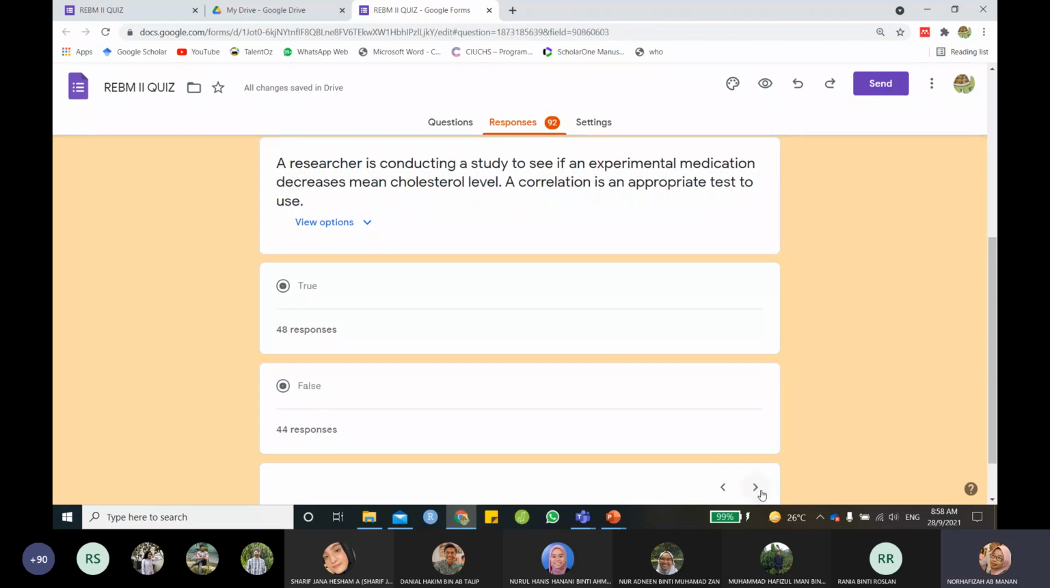All right. So the next one, this one decreases the mean cholesterol. So the answer is, correlation is not an appropriate statistical test to use because it decreases the mean cholesterol level. So meaning that it is one study and then we see whether cholesterol is increased or decreased, or is it the same. So the right statistical test here is the paired t-test. The answer is false for the second question.